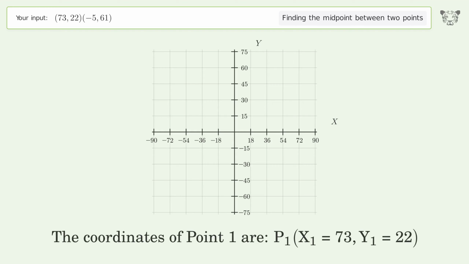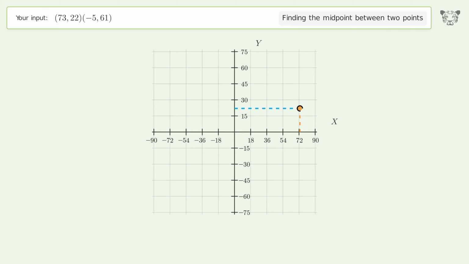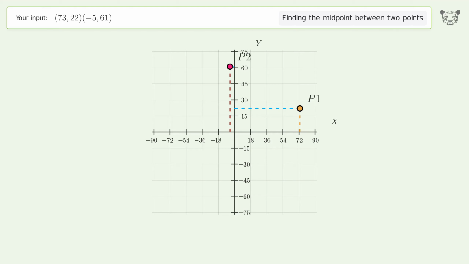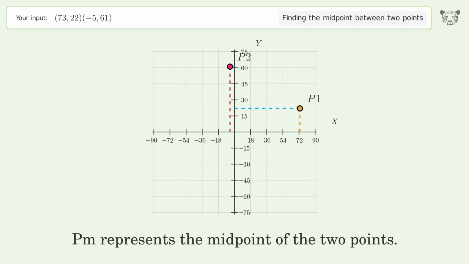The coordinates of point 1 are, x1 equals 73, y1 equals 22. The coordinates of point 2 are, x2 equals -5, y2 equals 61. PM represents the midpoint of the 2 points.